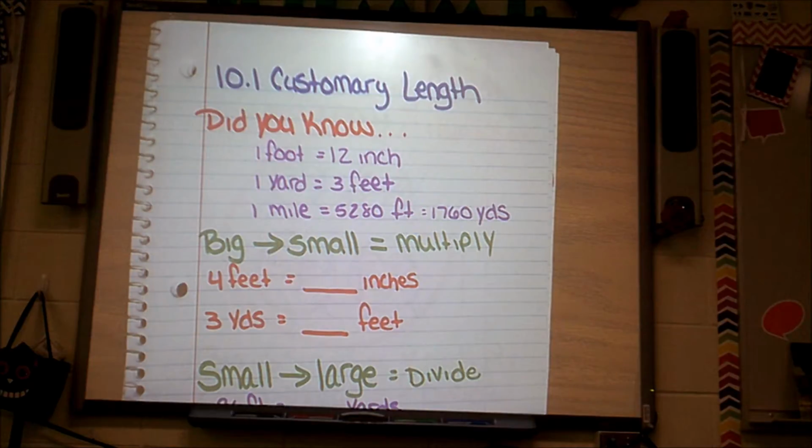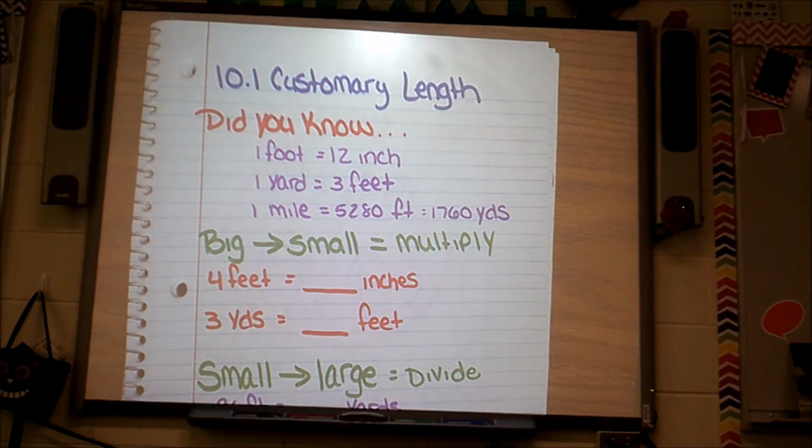So the way I remember this is I sing a little song, which you can see is written in the green text, and it says big to small equals multiply, and then down a little lower you'll see small to large equals divide. So I have this catchy tune that I sing to help me remember whether I need to multiply or divide when I'm converting. And it goes like this. Big to small you multiply, small to large divide.